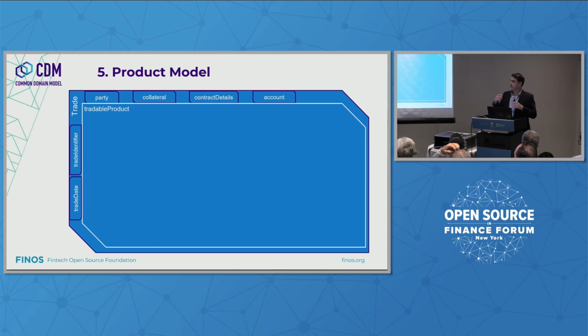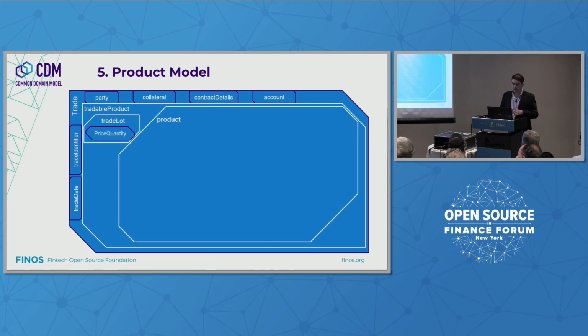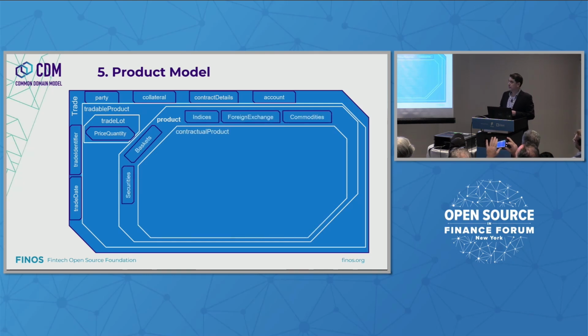But the key bit related to the product is this thing called tradable product. Now, what's a tradable product? Well, the tradable product takes a product as defined in CDM, which is a bit like an instrument, a security or something like that. It also has this trade lot type in tradable product, where the prices and quantities are. So we take a price and quantity and say, we buy 100 shares at $100. That, and the definition of the product itself, is the tradable product. It's the thing that the parties at the trade level are effectively transacting. And then we go into the product. Now it gets even more complex. Product has indices, foreign exchange, commodities, baskets, and securities.